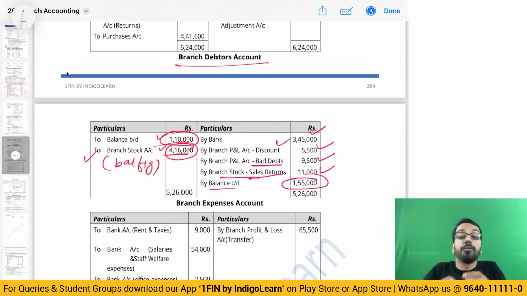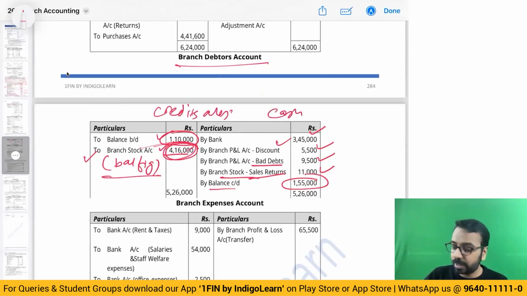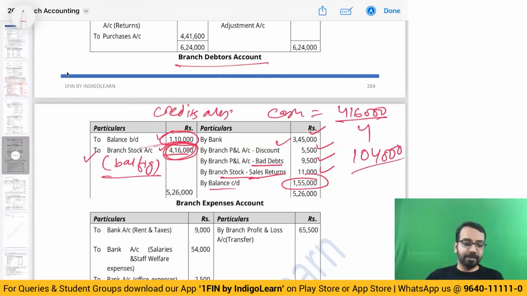So what did we do? We took the information of opening balance of debtors, amount received from the debtors, sales return by the debtors, discount, bad debts, closing balance, and the balancing figure 4,16,000 is our credit sales. So cash sales will be 4,16,000 divided by 4. 416 divided by 4, it is 1,04,000. Are we clear on this part? Gross sales, no, this is total sales. This is the sales return. So net sales will be 416 minus 11,000.